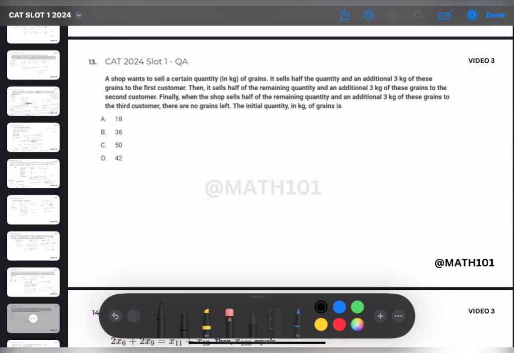A shop wants to sell a certain quantity in kg of grains, so let this be x kg. It says half the quantity, so x by 2, and an additional 3 kg of these grains to the first customer, so x by 2 plus 3 is sold to the first customer. Then it sells half of the remaining quantity and an additional 3 kg of these grains to the second customer. So x by 2 plus 3 is sold, so x by 2 minus 3 is left. So x by 2 minus 3 by 2 plus 3 is sold to the second customer.